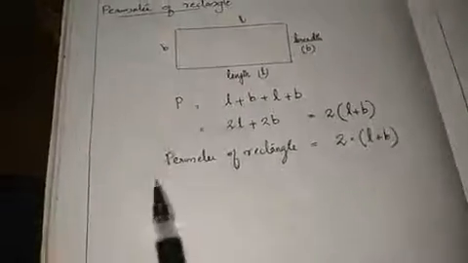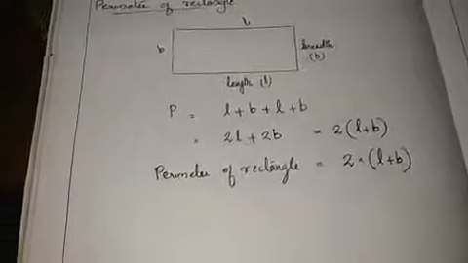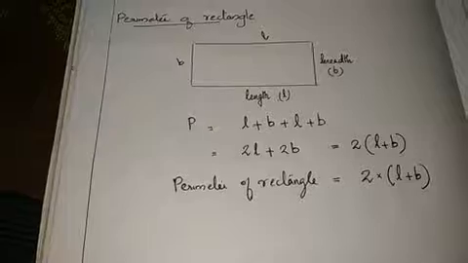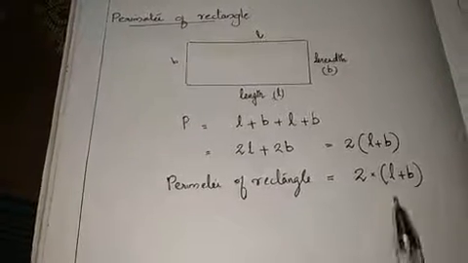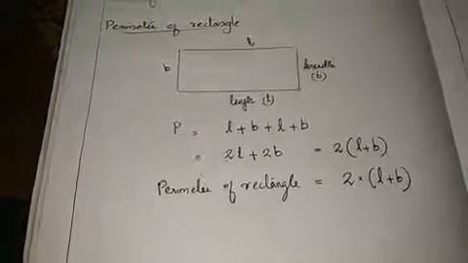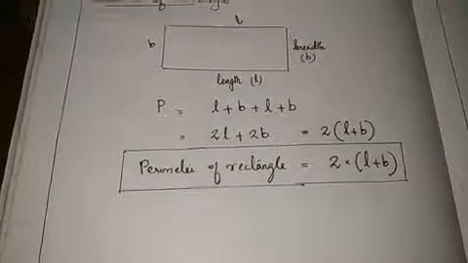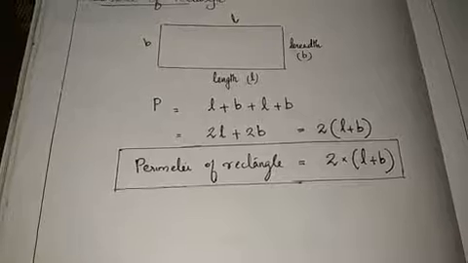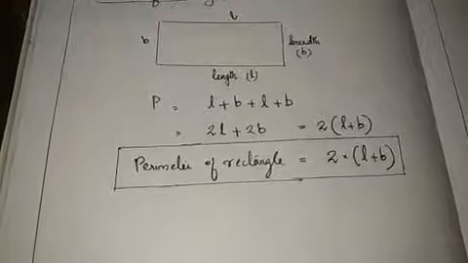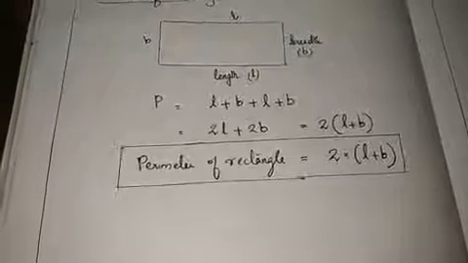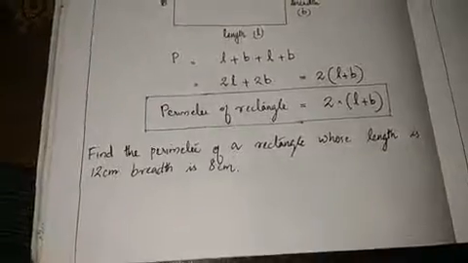Okay, so this one you can make it in a box. Very important equation. Whenever you are solving perimeter of rectangle, you should write this equation. Write down all of you. Make the equation in a box so that you can easily identify the equation while you are studying. Okay, now we can write a question.